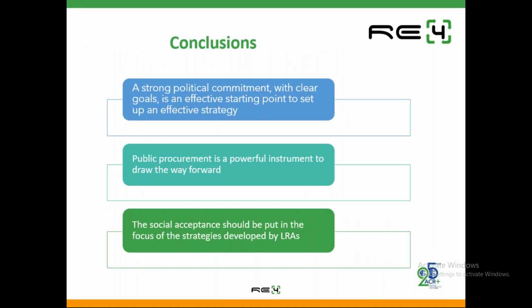As a conclusion, I would like to list the three main points. A strong political commitment with clear goals is an effective starting point to set up an effective strategy. Making sustainable construction one of the priorities of the political agenda will boost concrete actions involving the whole stakeholders ecosystem. Public procurement is an effective instrument to draw the way forward, and social acceptance should be put in the main focus of the strategies developed by local and regional authorities.